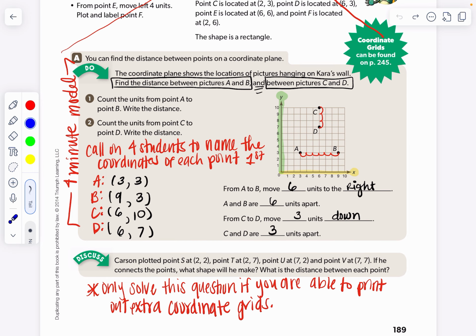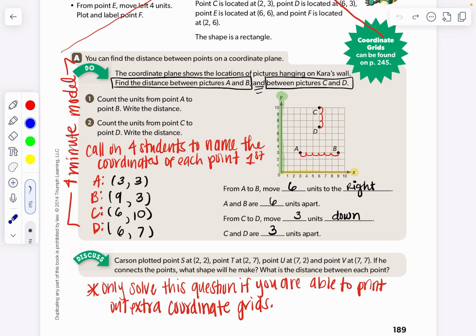So you are going to take 4 minutes to model letter A. It says the coordinate plane shows the location of pictures hanging on Kara's wall. Find the distance between pictures A and B and between C and D. So when it comes to word problems, we want to make sure that student comprehension is top tier. This question asks us to find the distance between pictures A and B. That is one task. And then the second task is to find the distance between pictures C and D.